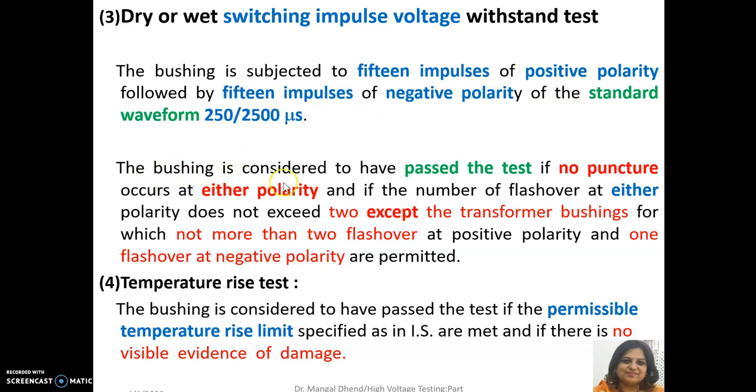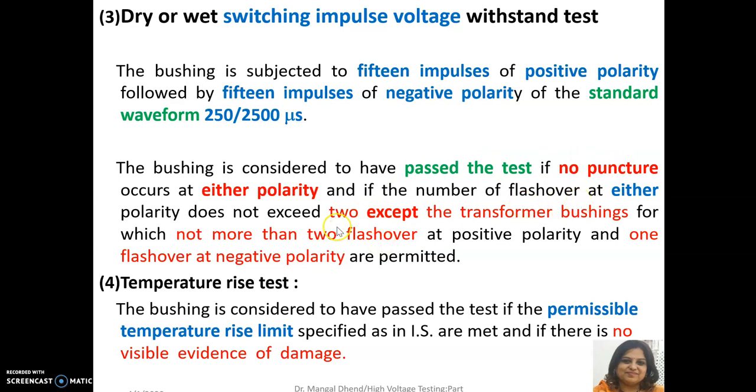Now in the testing, the bushing is considered to have passed the test if no puncture occurs at either polarity. You are applying 15 positive and 15 negative, meaning with 30 applications, no puncture and definitely no breakdown occurs. If puncture happens, then you have to reject the bushing.